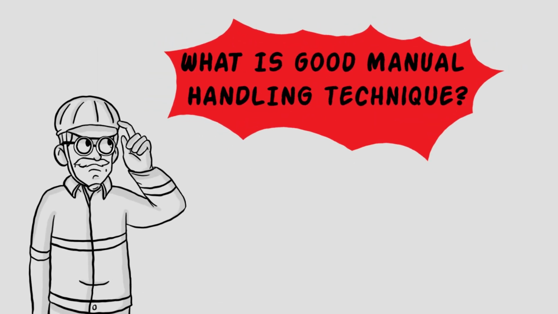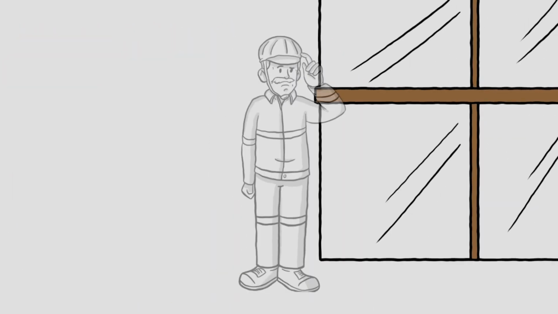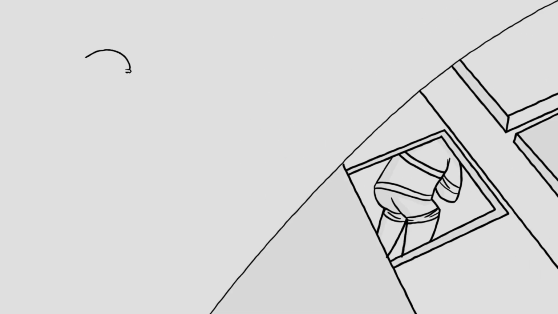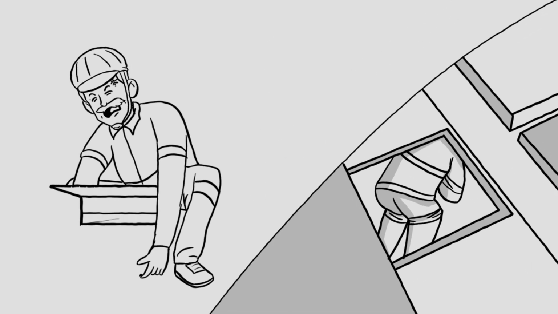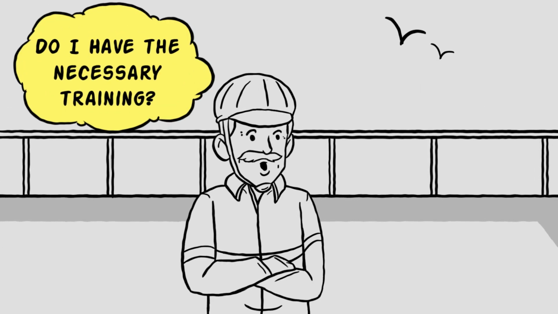What is good manual handling technique? A simple reminder is to use the acronym LITE, L-I-T-E. L for load, I for individual, T for task, and E for environment. First, evaluate the load. Is it heavy, awkward, unwieldy, difficult to grip? Then consider your own individual capacity to perform it. Am I strong enough? Do I have the necessary training?